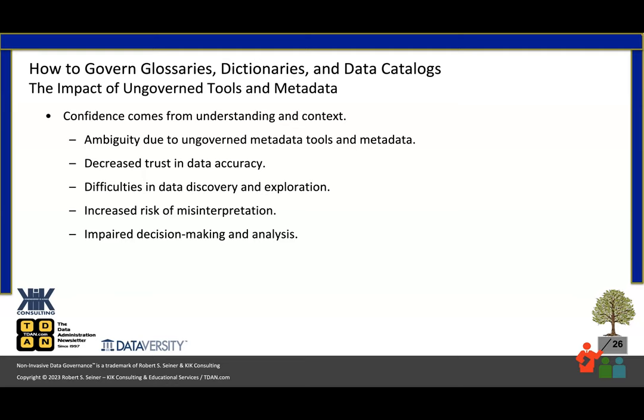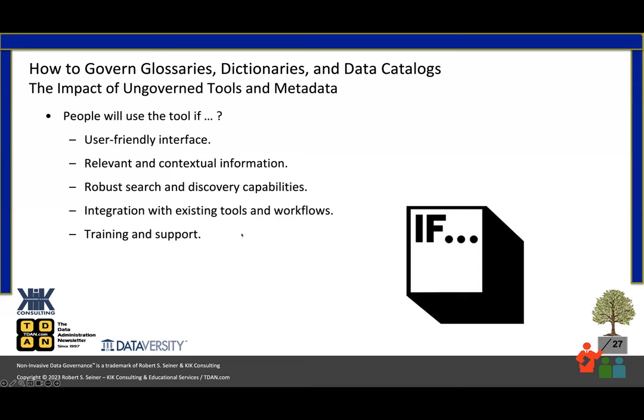So if you want to improve people's confidence in the data, the confidence comes from the understanding and the context that's built into the data. And we want to make certain that as we are looking to govern our tool and our metadata, that we're focusing on eliminating the ambiguity and improving the data accuracy, improving the way people have their access to be able to discover and explore the data of the organization and those types of things. So again, these tools are not going to govern themselves. We need to make certain that we are focusing on formalized accountability and executing and enforcing authority over the metadata and over the tools themselves. And that's the glossary, the dictionary, and the data catalog.